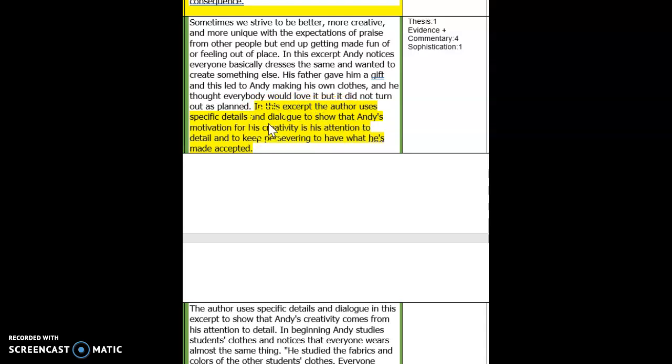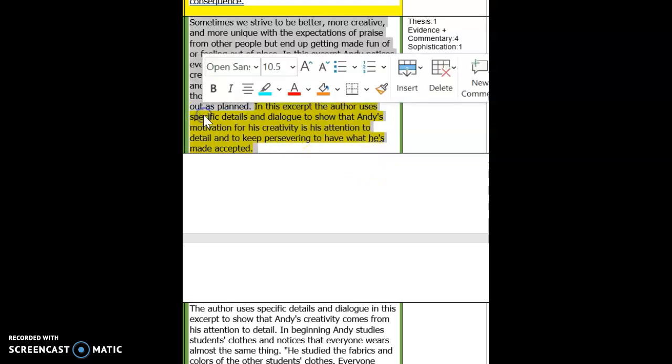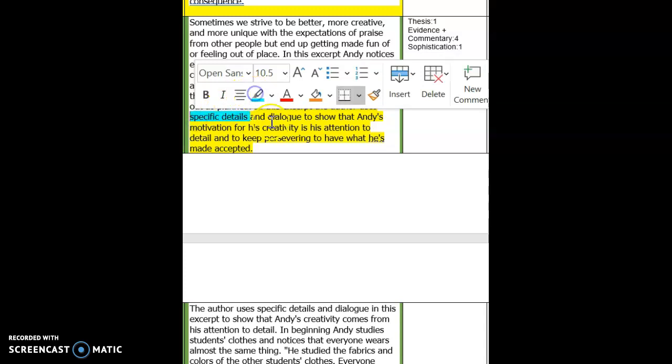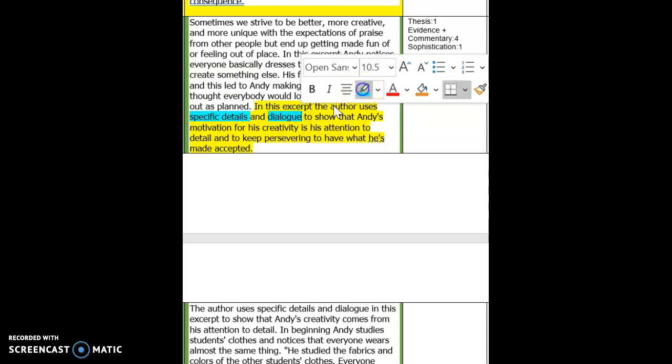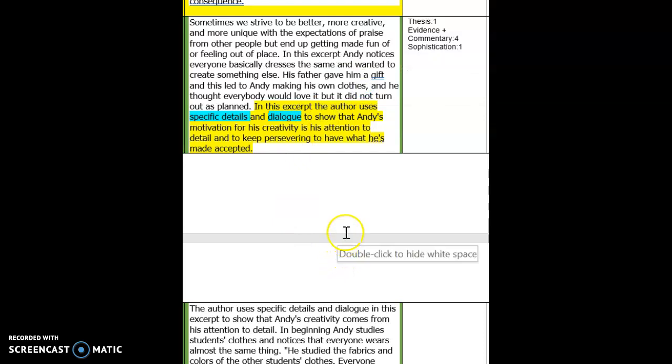In this excerpt, the author uses specific details and dialogue to show that Andy's motivation for his creativity is his attention to detail and to keep persevering to have what he's made accepted. Okay, so the two literary devices this person chose were specific details and dialogue. Boom. So they're already starting off on a good front, and this person ended up in their body paragraphs really honing in on that dialogue and those specific details to prove their evidence.